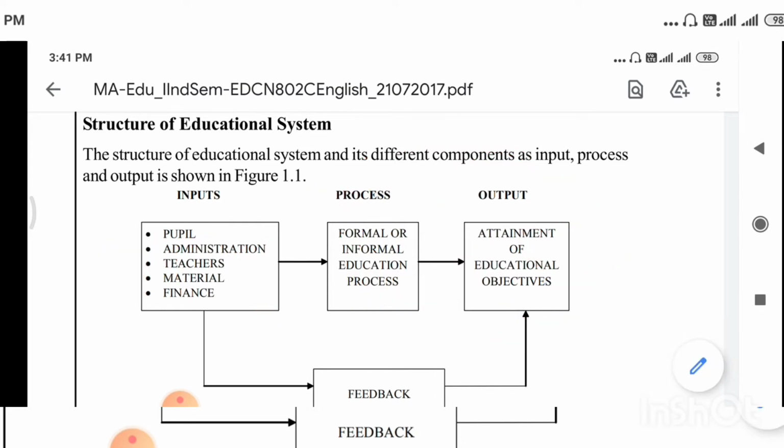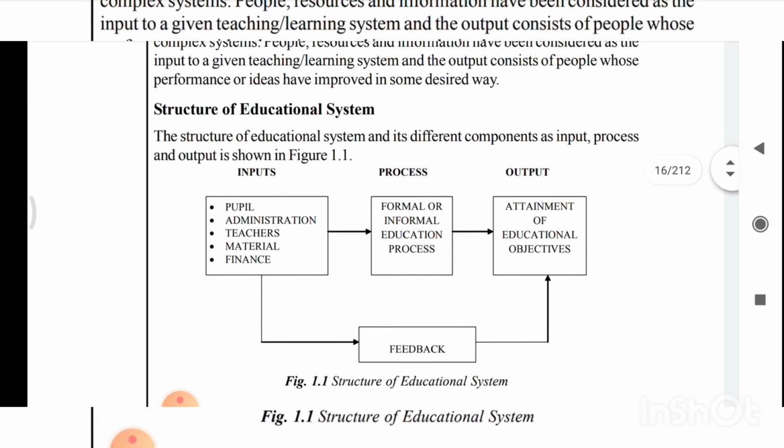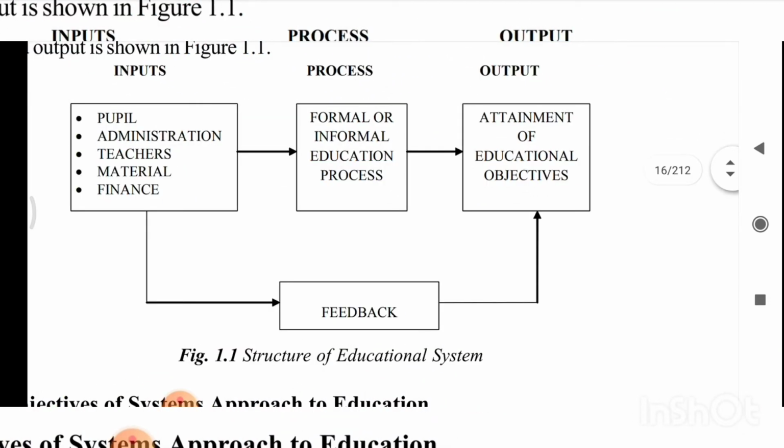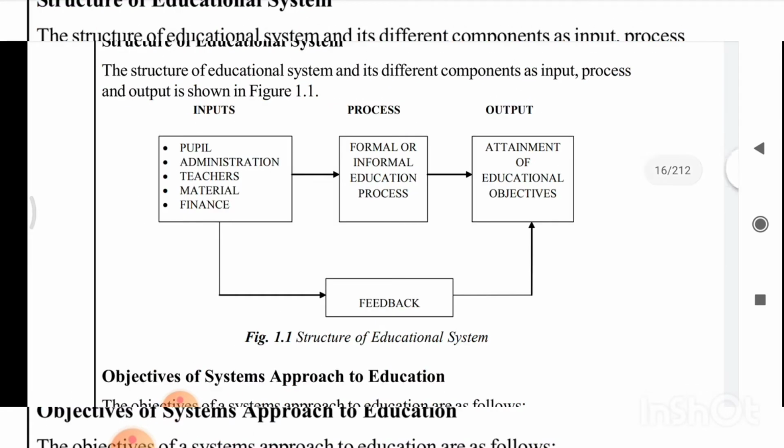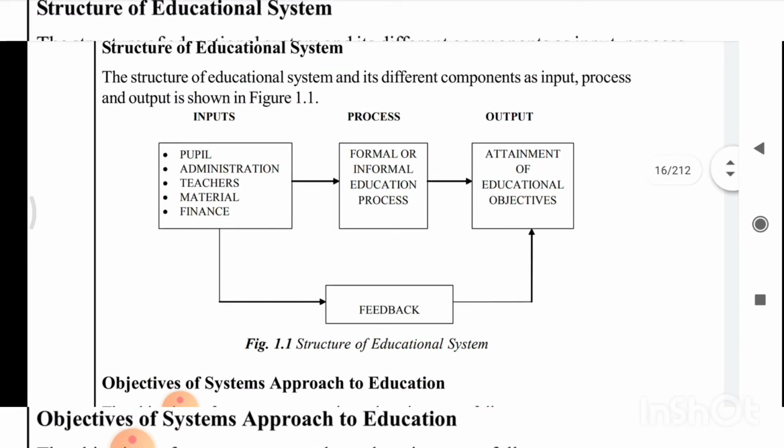Okay, is the ultimate objective of an educational institute. And the feedback comes from the outside sources, maybe from those who attended it. So this is how our educational system is. The structure of our education system is like this. Guys, you've seen that. So we are going ahead now.